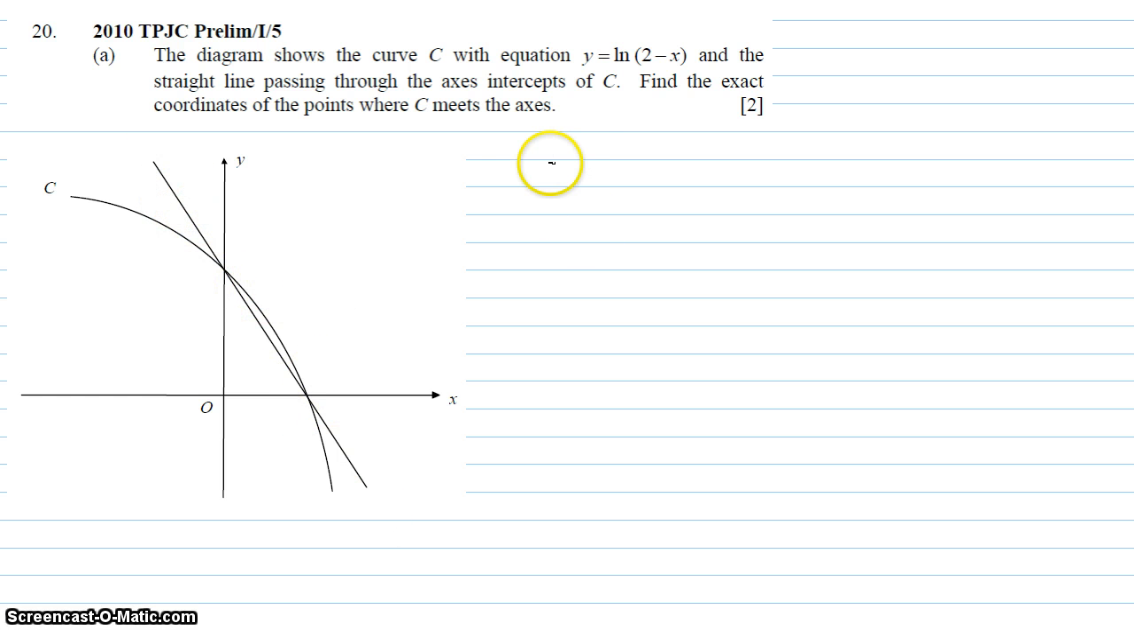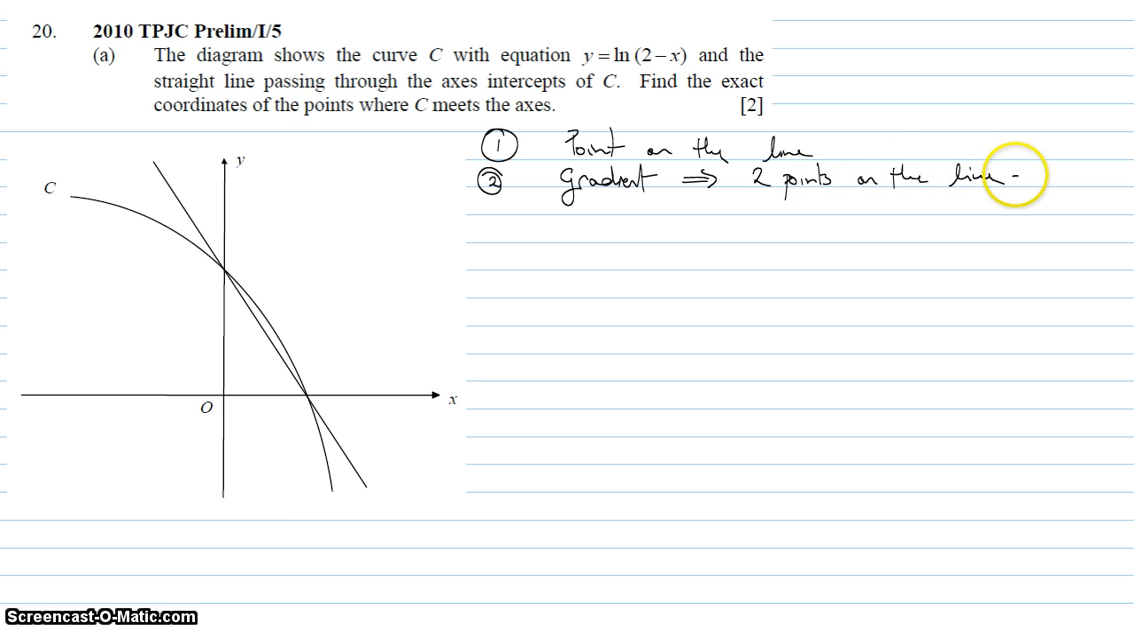So we know that there are two things I need for a straight line. The first thing I need is a point on the line, and the second thing I need is the gradient. Because it's a straight line, I can find the gradient if I have 2 points on the line, using the equation you guys may remember: m is equal to (y1 minus y2) over (x1 minus x2), right?